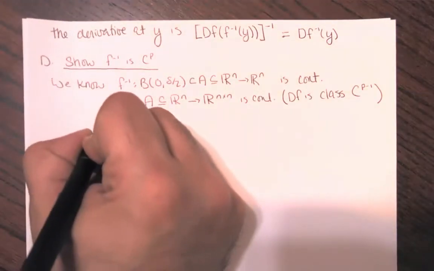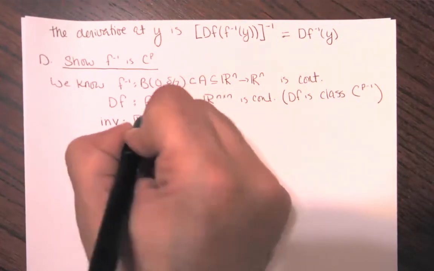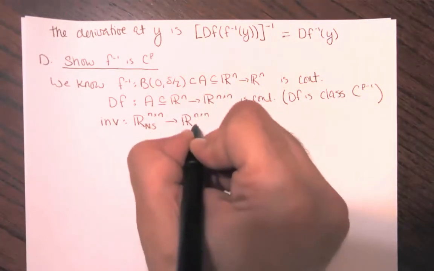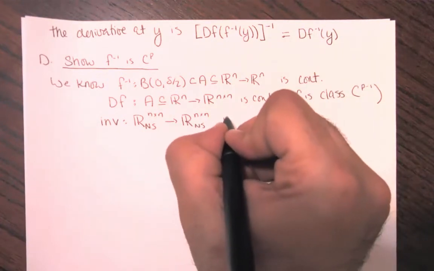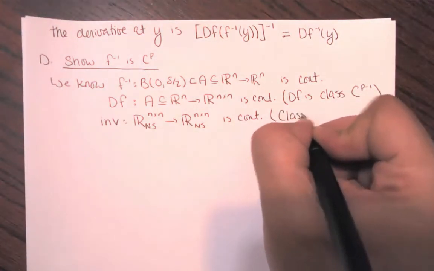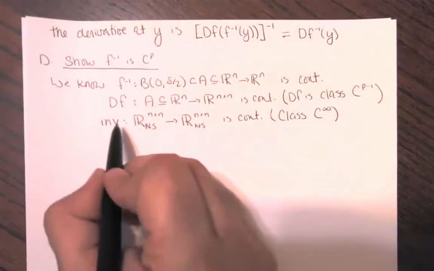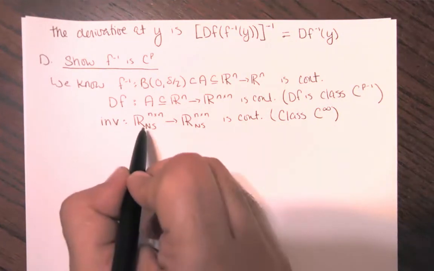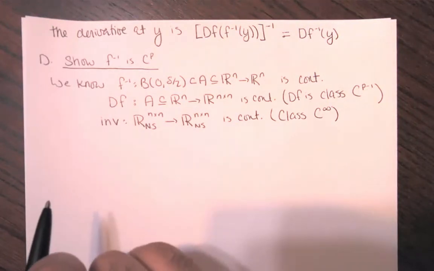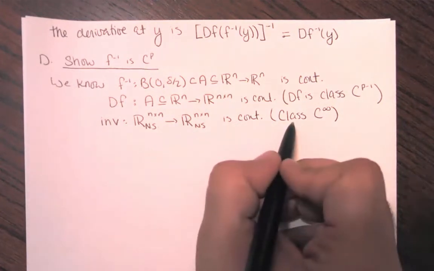And the inverse function, which maps non-singular or invertible matrices to non-singular matrices, is continuous. In fact, it's class C infinity. That's true because we can actually construct the inverse of a matrix where each entry is essentially equal to a polynomial of the entries of the matrix being inverted. Which is why we can get class C infinity.